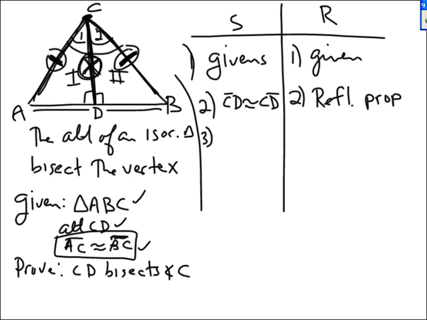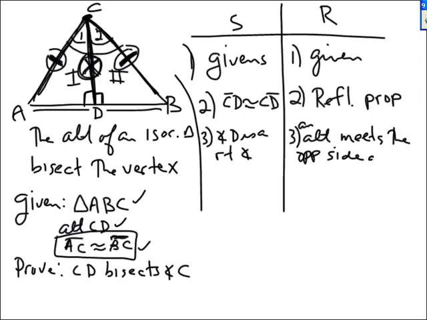Now you should say that angle D is a right angle. ADC and BDC. This angle and this angle are right. And the reason is altitudes. An altitude meets the opposite side at a right angle. Okay. And now we have the right angles.